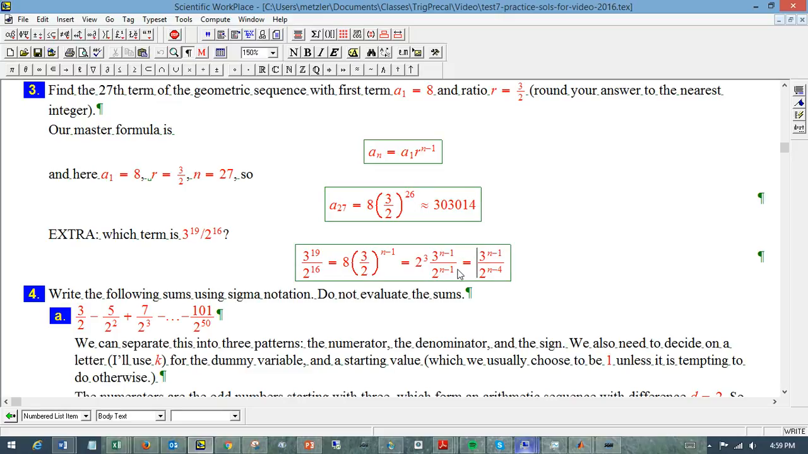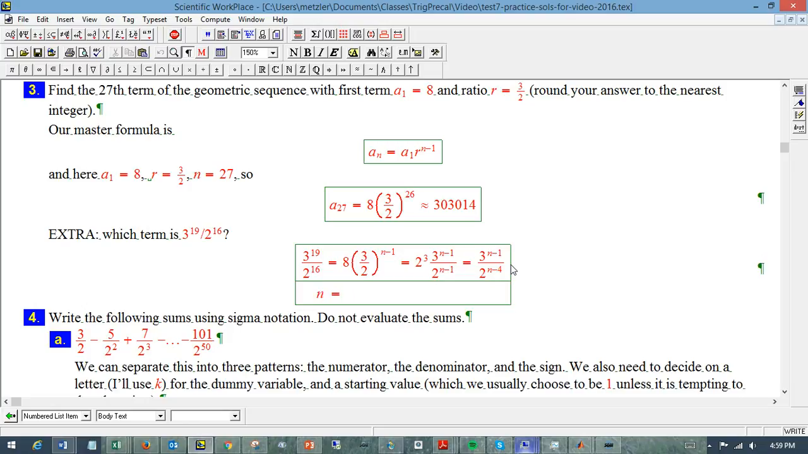Now I just have to match it. Is there an n so that n minus 1 is 19 and n minus 4 is 16? That definitely is true, and n is going to be 20. And if this didn't work out, if the top was suggesting that I needed n equals 20 and the bottom was suggesting n equals 23 or something, then I would be lying. This would not actually be of the right form. But in fact, this is of the right form.